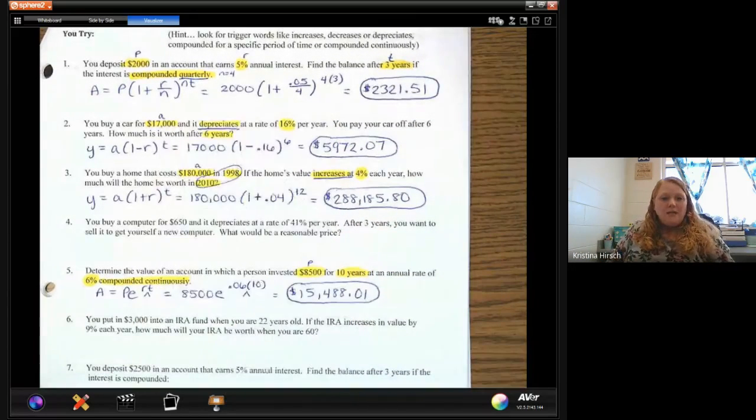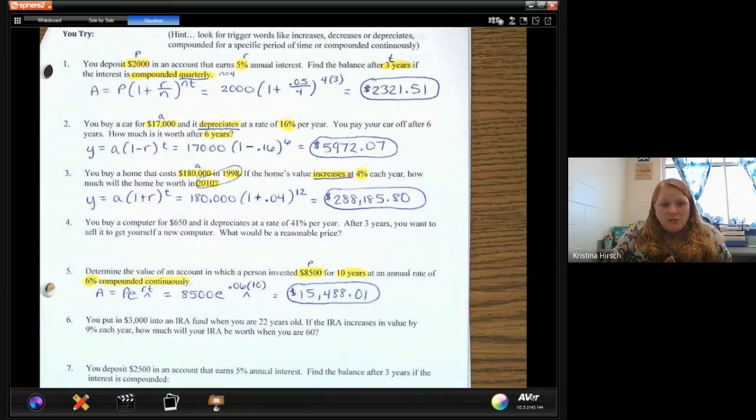So I tried to give you a few extra examples because at this point we've talked about 4 different formulas. We've talked about the growth model. We've talked about the decay model. We've talked about compounded interest. All right. We've also talked about compounding continuously. So 4 different formulas that you need to pay attention to what is being said in the problem itself.